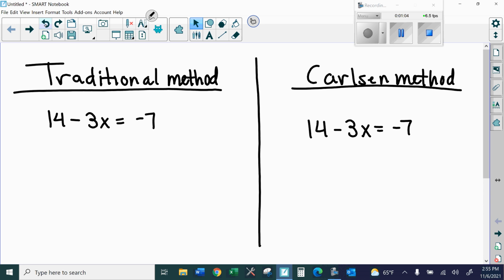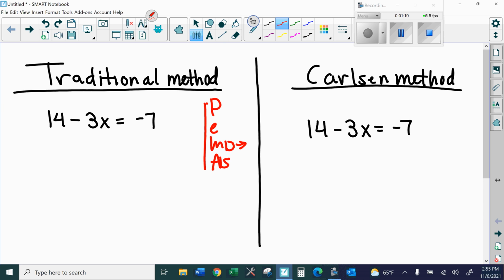So in the traditional method, they would just have you keep this -3x on this side, and so they would say, go ahead and subtract, we're solving equations, reverse PEMDAS. Okay, add or subtract across. When you add or subtract across, it's entire terms. Remember, terms are separated by plus or minus signs. So this is one term, this is one term, and that's one term. So you have 3 terms in this equation.